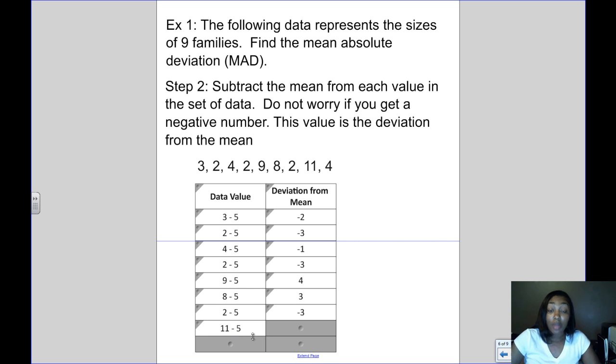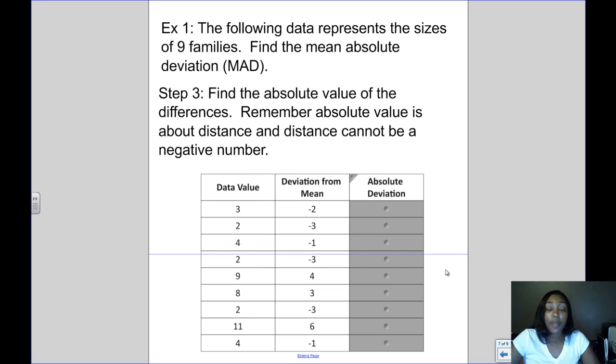Then our next family has 11, so we're going to do 11 minus 5, and that gives us 6. And then our last family has 4, and we're going to do 4 minus 5, and that gives us negative 1. So again, you may end up with a negative number in this step, but don't worry, when we get to step 3, they will change to positive.